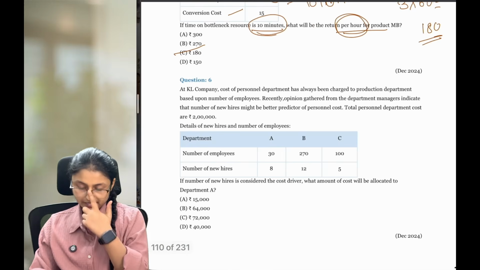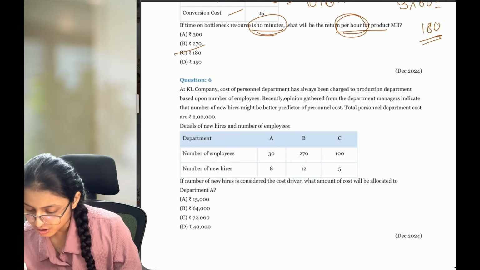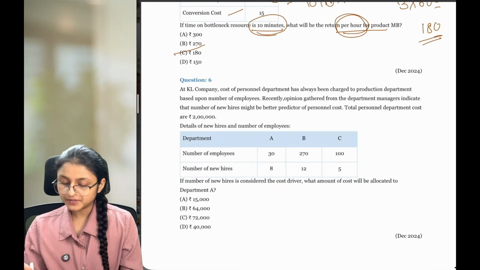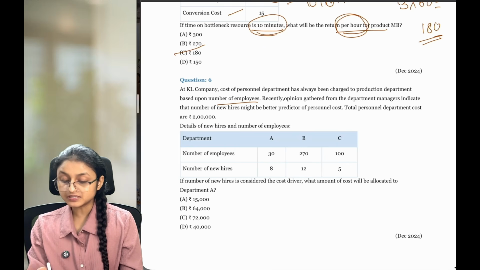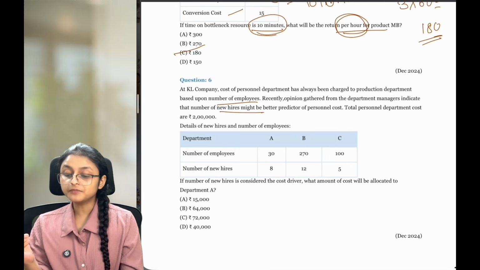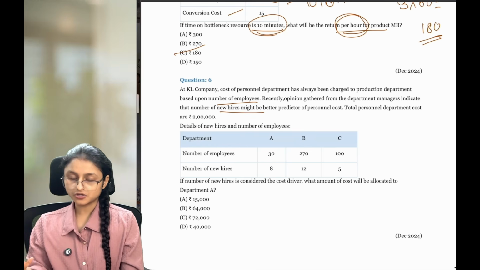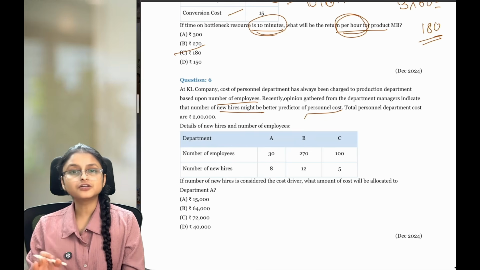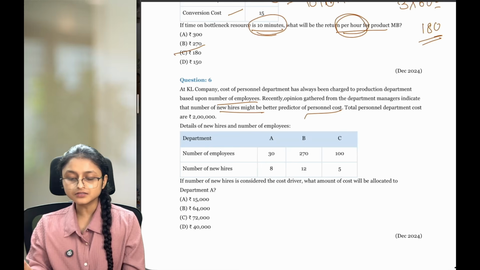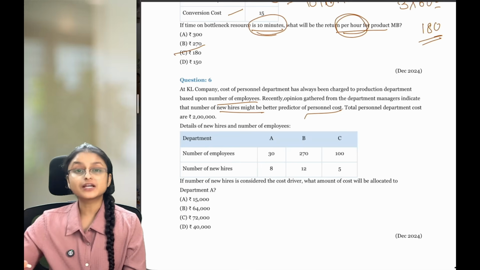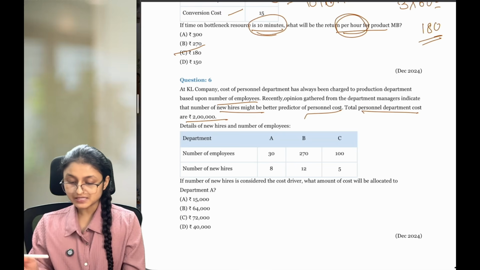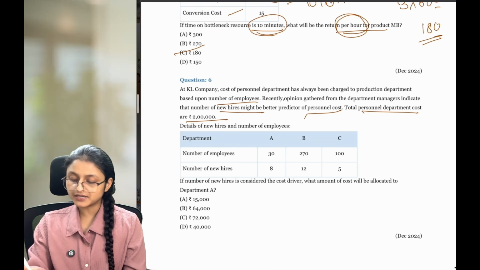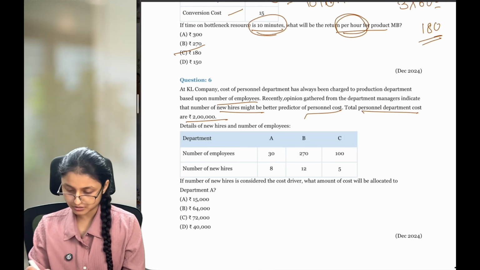Next, at KL company, cost of personnel department has always been charged to production department based upon number of employees. Recently, opinion gathered from the department managers indicates that new hires might be a good predictor for personnel cost. So for personnel cost, it is better to use new hires rather than the number of employees in the department. Okay? So the total personnel department cost is 2 lakh rupees and has to be divided as per the managers' opinion on the basis of new hires. Okay?